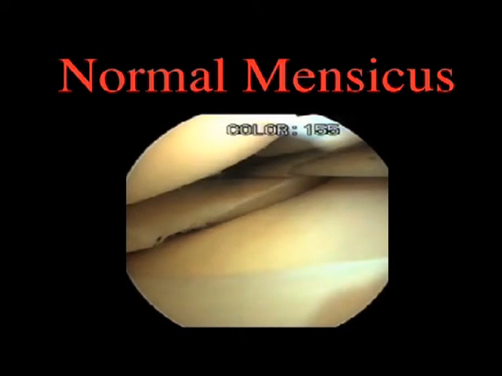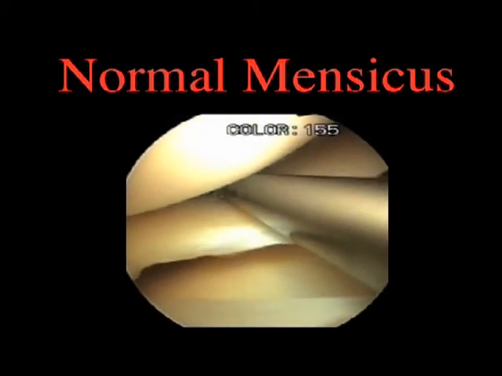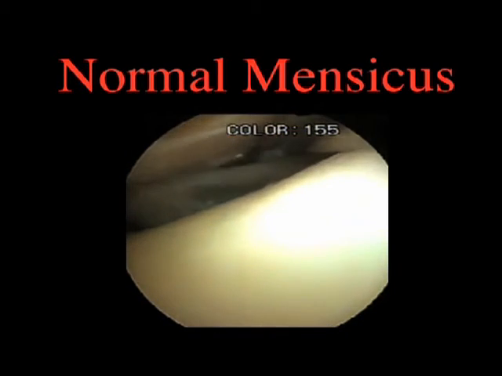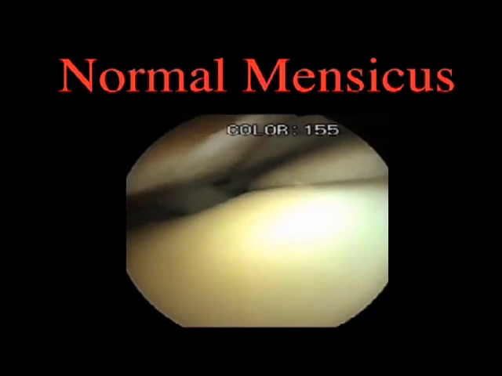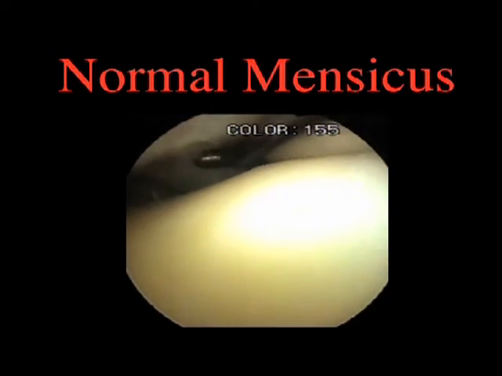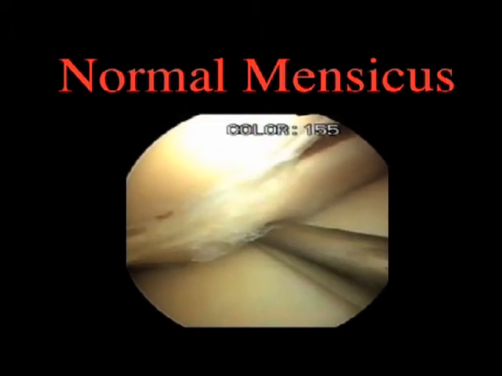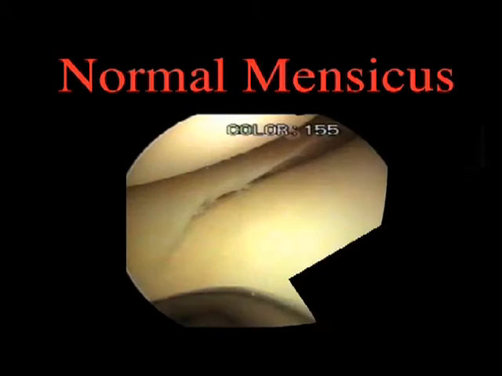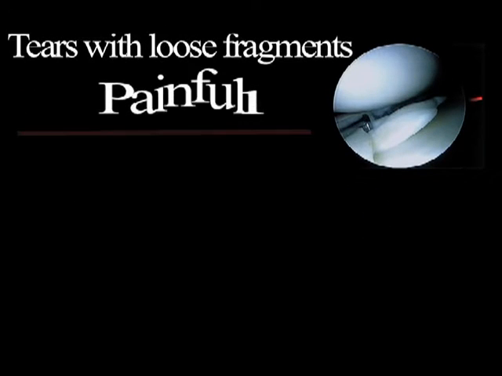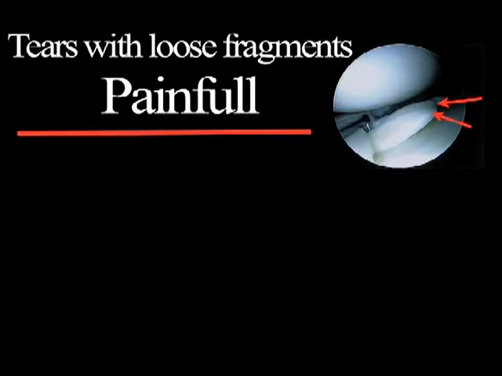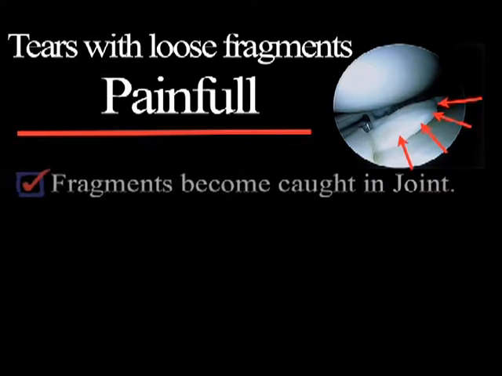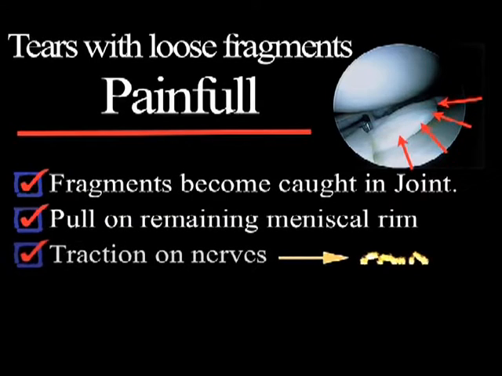A normal meniscus is depicted in this video clip. Note the washer-like structure is stable and no fragments can be pulled into the joint. In other words, only meniscal tears that result in formation of mobile or loose fragments produce knee pain. These torn meniscal fragments become caught in the rotating joint surfaces and pull against their remaining attachment site with their rich nerve plexus.